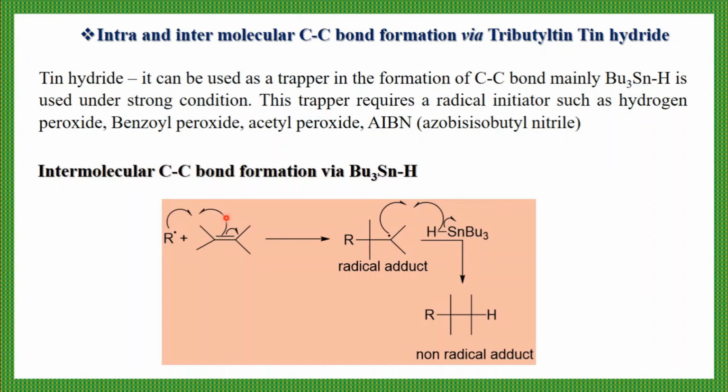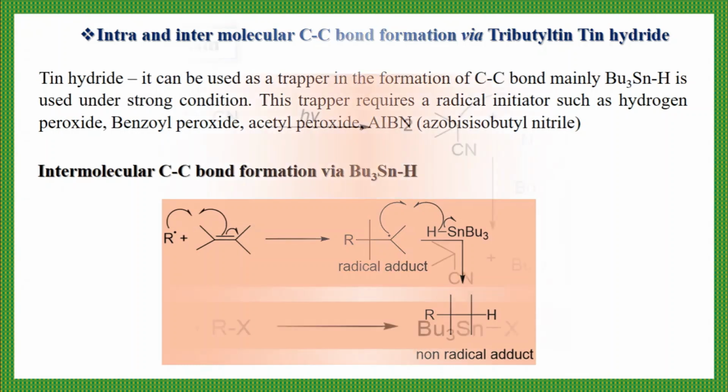So this is the simple general reaction. This R radical adds to this alkene and generates this radical adduct. Then this radical adduct takes this hydrogen from tributyltin hydride, and we get this non-radical adduct.